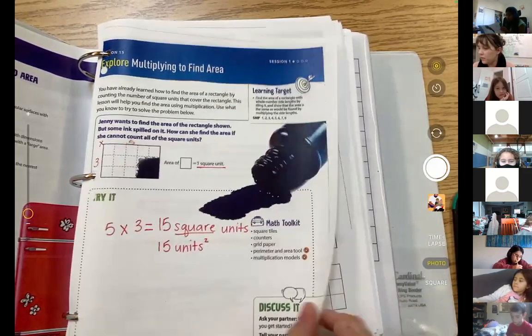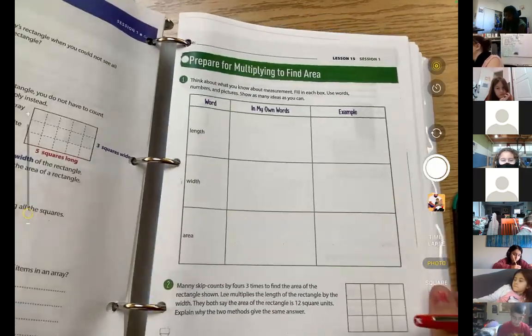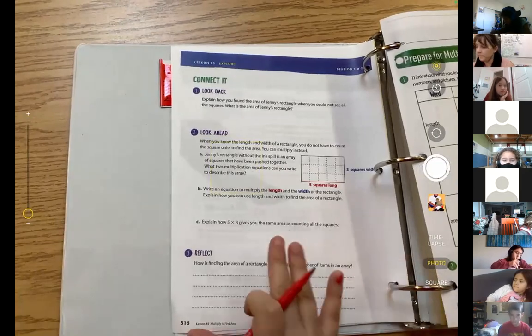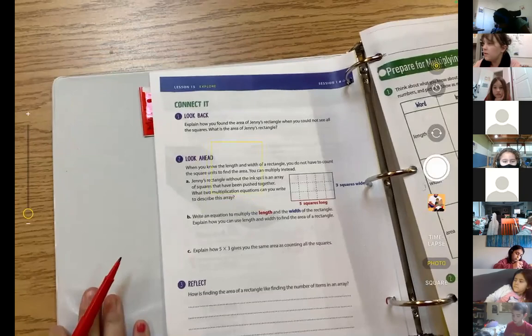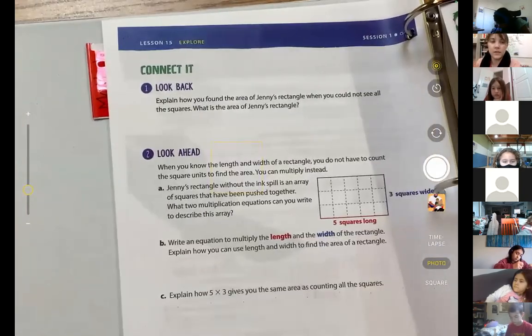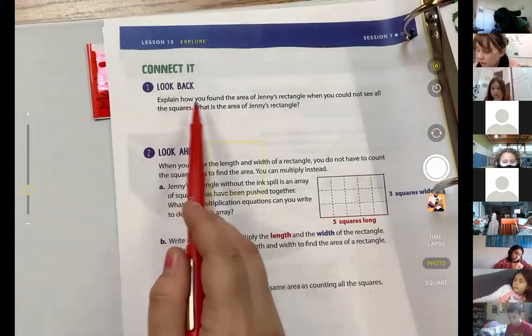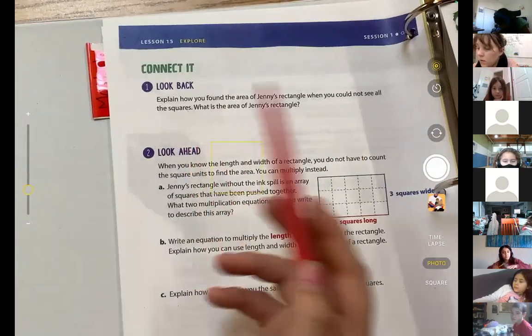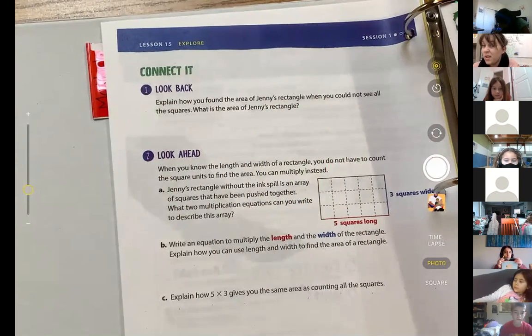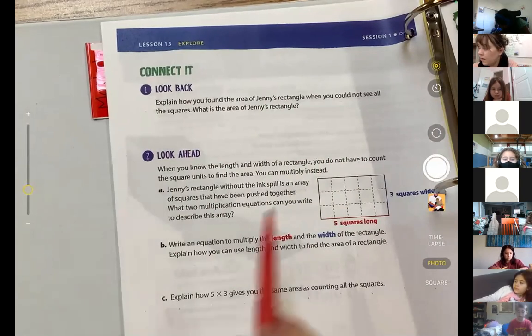Good. Okay, let's go to the next page. Page 316. So this is going to kind of just review what we were just saying. It says, explain how you found the area of Jenny's rectangle when you could not see all the squares. Okay, this is what we just did. We counted the row we could see, we counted how many rows there were, and we multiplied. So we just talked about that.